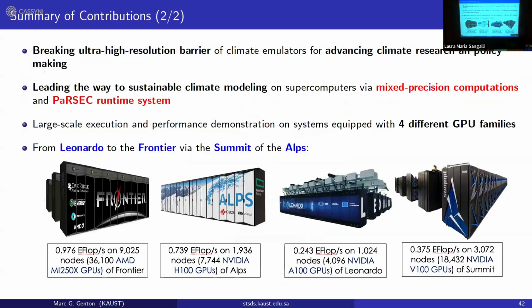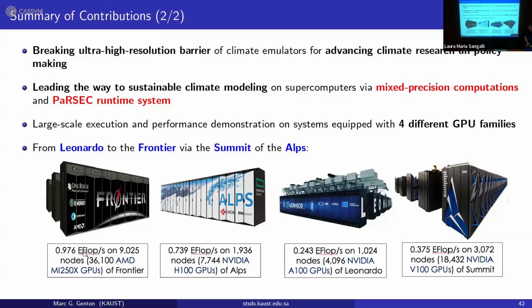Now, how do we do that? Well, we use exactly this idea of mixed precision to speed up the computation, and we use this runtime system. We use PaRSEC in this particular case. And with this code and technique, we were able to run on 4 different GPU families. And being from Switzerland, I like to say that we went from Leonardo to the Frontier via the summit of the Alps. So Frontier is the top supercomputer here.